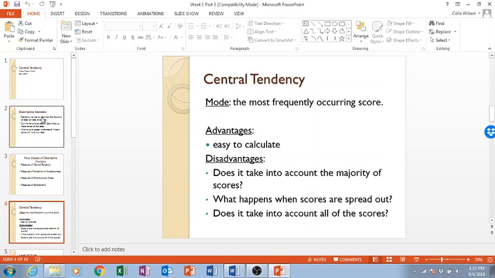Our first option, and the most basic, is the mode. The mode, as you probably know, is the most frequently occurring score. It's really easy to calculate, and we don't really have to calculate, we just have to identify it. But it does have some disadvantages. It takes into account the majority of the scores, but what happens when the scores are spread out? Does it take into account all the scores? Let's look at an example.